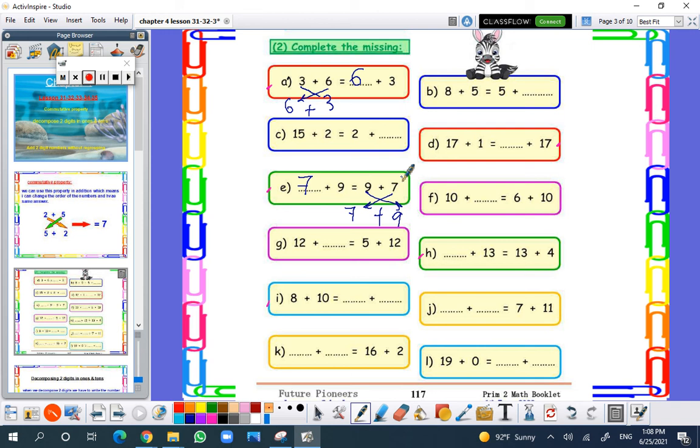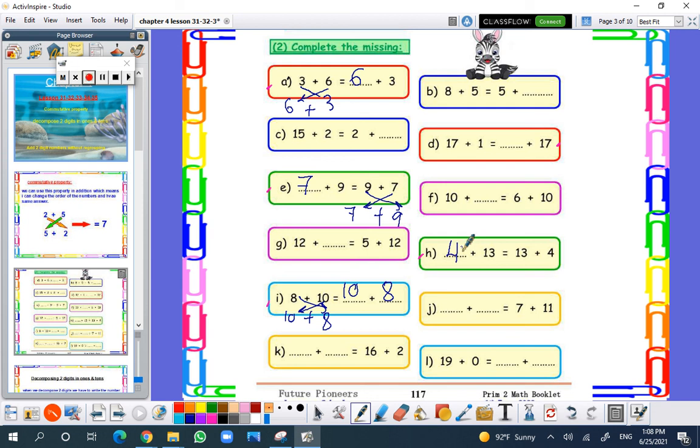Number I, 8 plus 10 equals what by using the commutative property? If we change the order of the addends, it will be 10 plus 8. Excellent, great job. 10 plus 8. You can make it directly without arrows. For example, 13 plus 4. So if I need to make it by the commutative property, I change the order. Excellent. So it will be 4 plus 13.